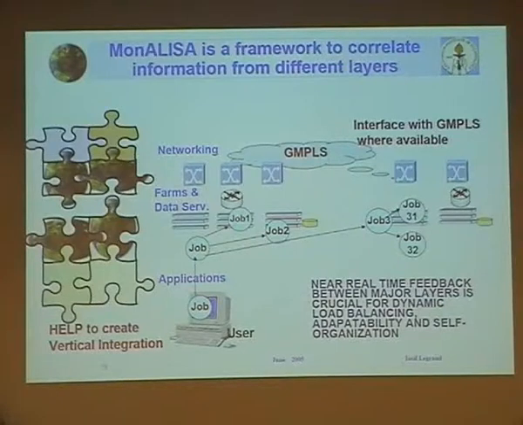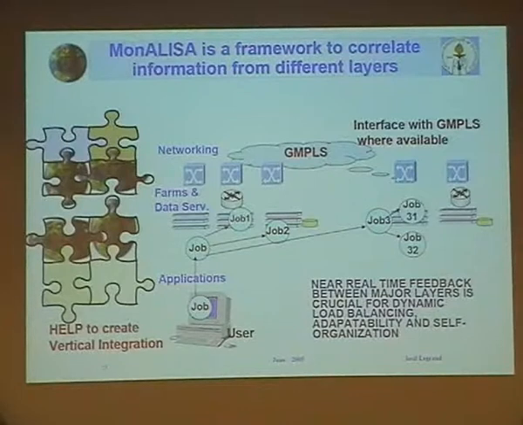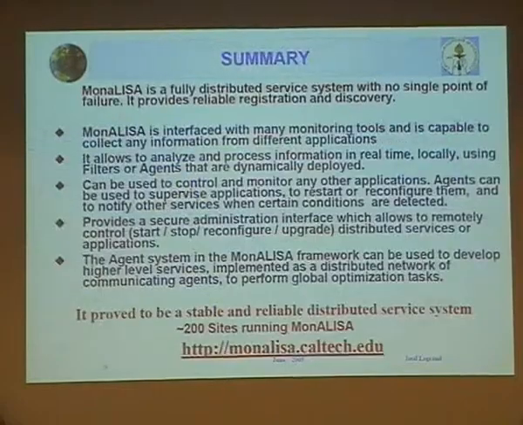So this should be used to correlate information between all these major three parts and use them for global optimization in the system. This real-time feedback between major layers is really important to be able to create this kind of load balancing and self-organizing in large distributed systems.